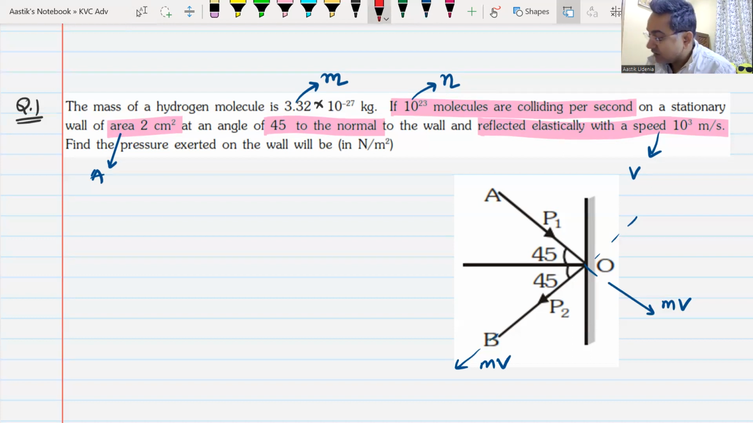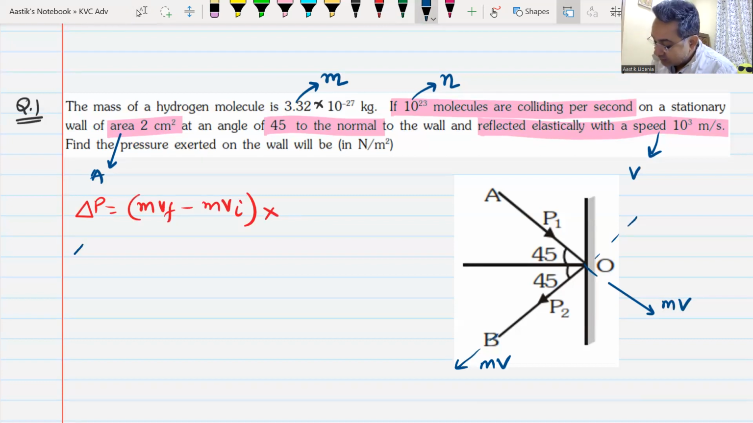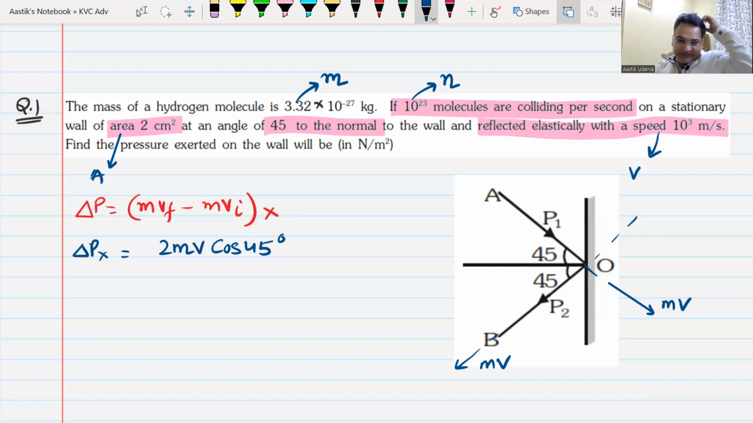Yes, sir. So what is the change in momentum? Final momentum m vf minus m vi, and it is only changing along the x-axis. So the change in momentum along the x-axis will be 2 m v into cos 45. That's it. Now the force exerted will be the change in momentum of one particle multiplied by the number of particles divided by time. But the number of particles is given per unit time, so just multiply this by n. You will get the force 2 m v cos 45.